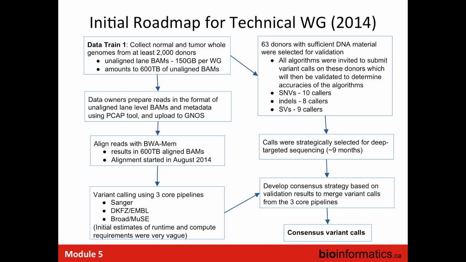Now, thankfully, after all that validation, we realized the three core pipelines do perform much better than the other callers that participated in the validation phase. So we did have the three core pipelines correctly. And even better is that when we merge the calls from the three pipelines, we do have better accuracy than any of the pipelines alone. So that's why we actually merged the calls from the three pipelines to get a consensus set that gives us very high accuracy.